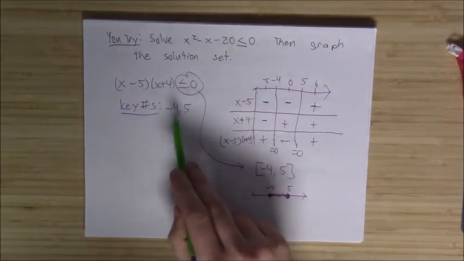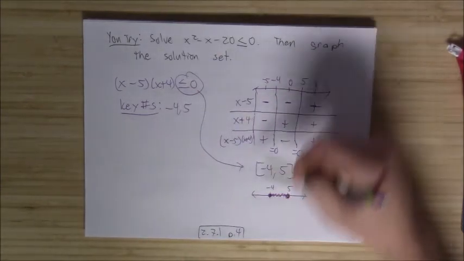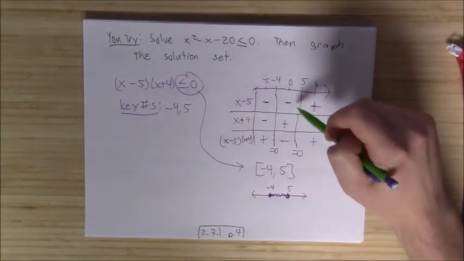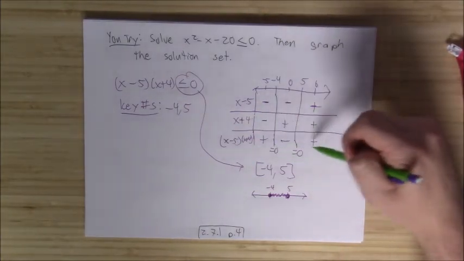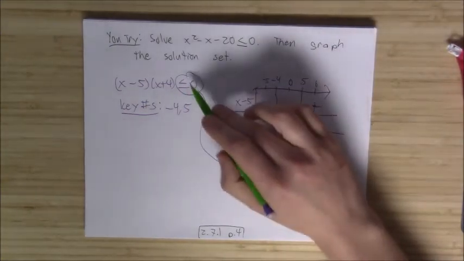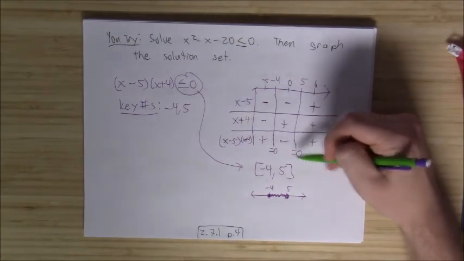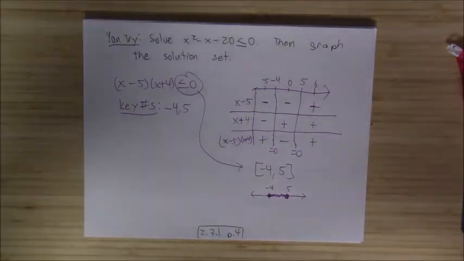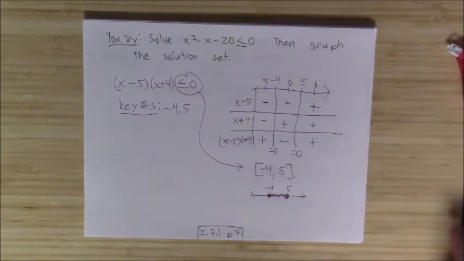So here again, I factor. I find my key numbers. Those are the only places that the sign can change, so I mark them down to get my test intervals. I test each of the factors separately, combine the signs to get the total sign, and then I just read off. Because it's less than or equal to 0, I need to find wherever it's negative and wherever it's equal to 0. Putting all that together, I get the interval negative 4 to 5, closed on the endpoints. Graphed out, it looks like that.